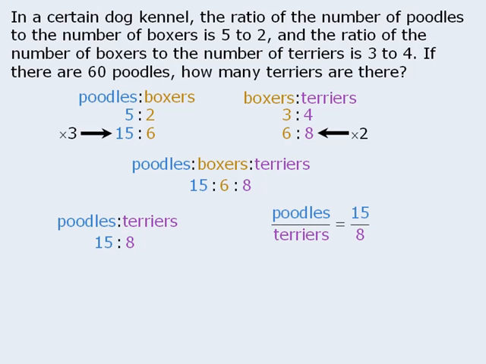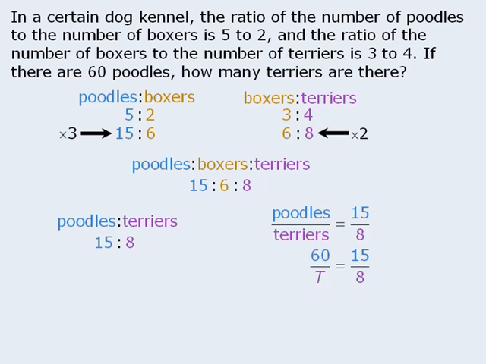The ratio of the number of poodles to the number of terriers is 15:8, and the question tells us that there are 60 poodles. So we can replace the number of poodles with 60. Now since we don't know the number of terriers, let's let t represent the number of terriers and add that here. This ratio, we are told, is equal to 15:8.